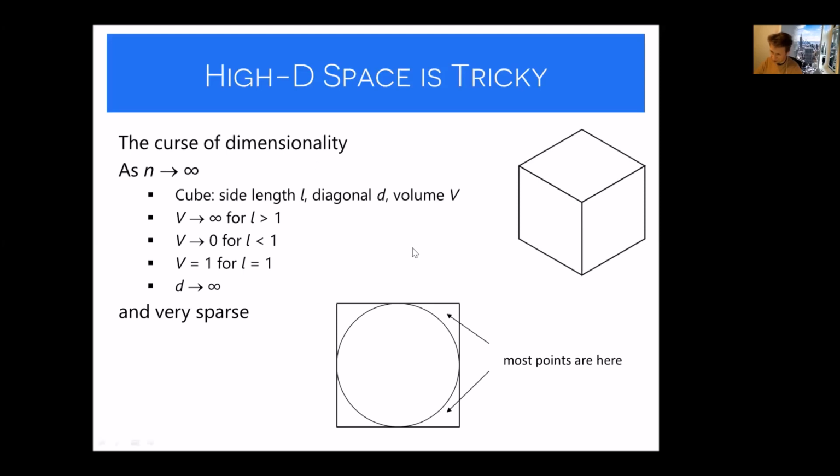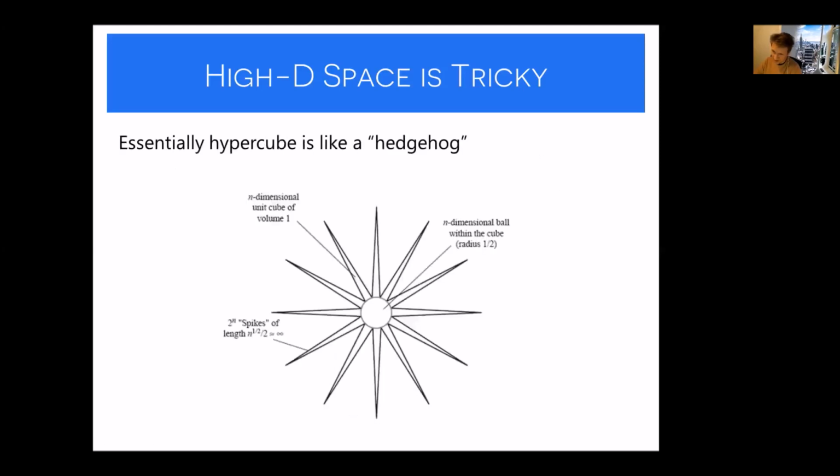There's actually an equation that goes with this. Basically, most points are here in the periphery. Very few points are actually in the middle of this hypersphere. In essence, this space looks kind of like a hedgehog, right? The points are really in these spikes, n spikes, and then to the power n spikes. And these are the corners of this high-dimensional space, and this is the center, this middle area.